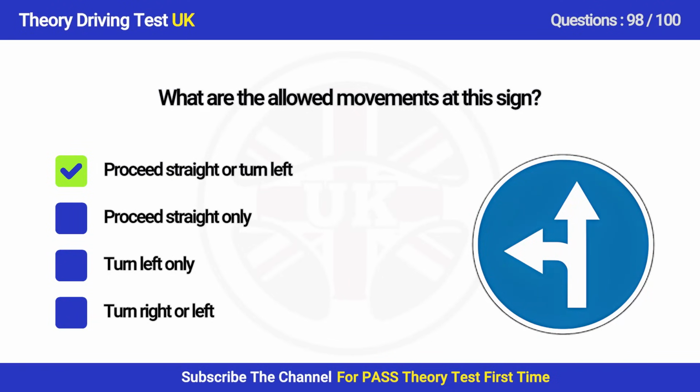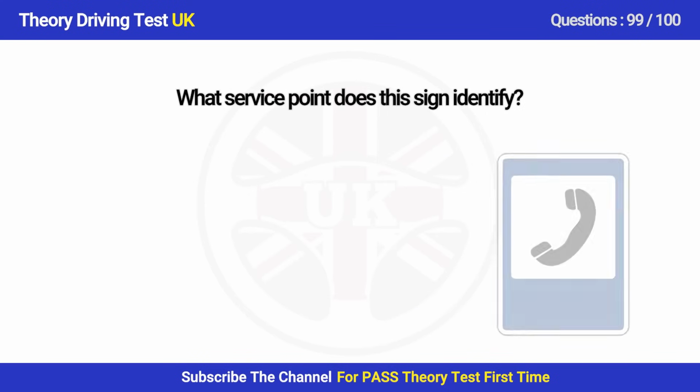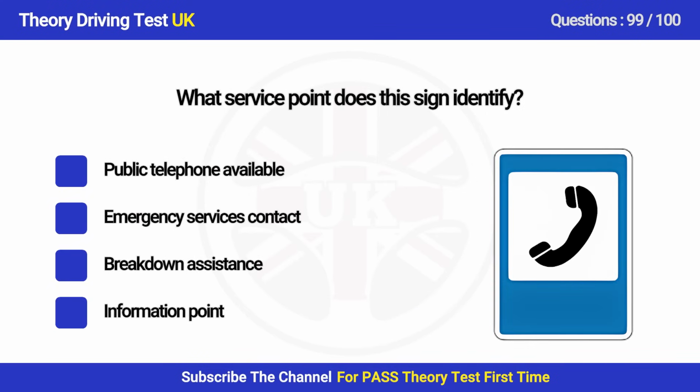Answers is A. Proceed straight or turn left. This sign indicates that drivers have two mandatory options, to proceed straight ahead or to turn left. These signs are crucial for directing traffic flow safely at complex junctions, preventing incorrect maneuvers and potential hazards. Question 99. What service point does this sign identify?